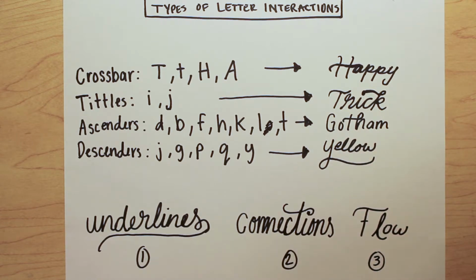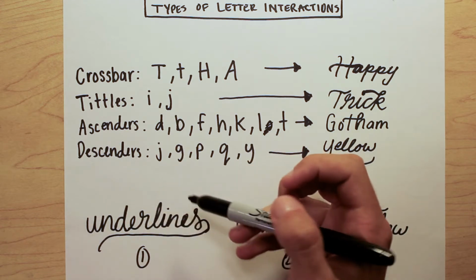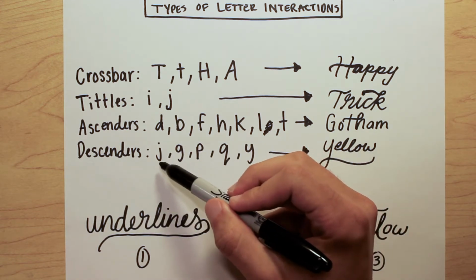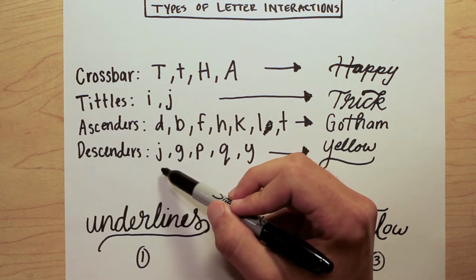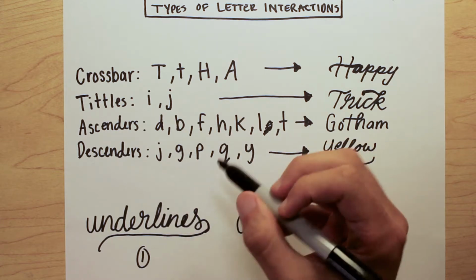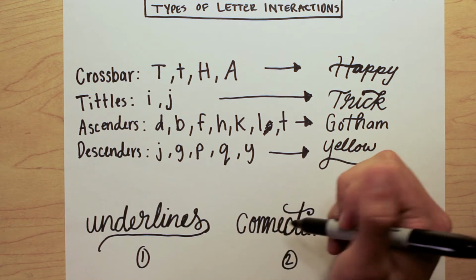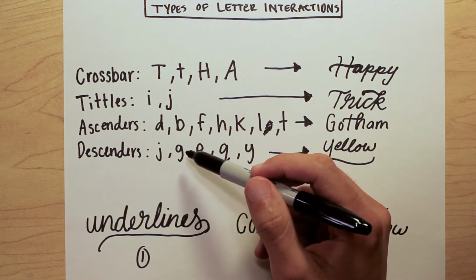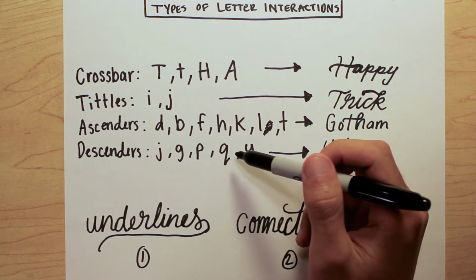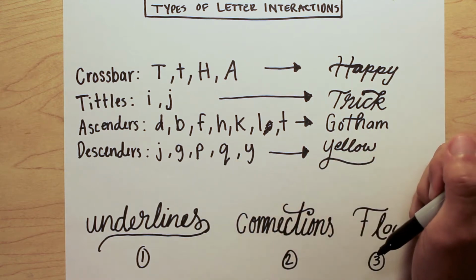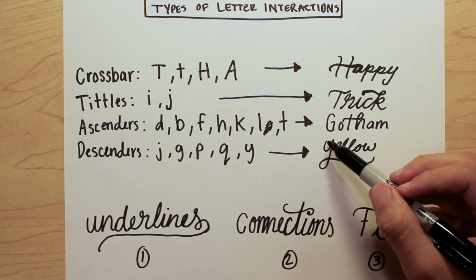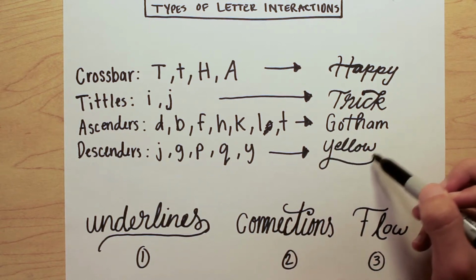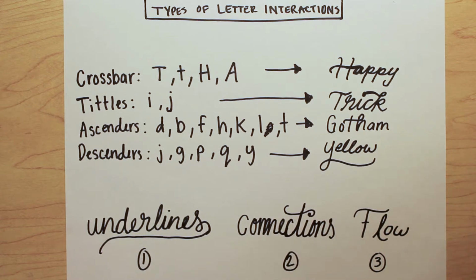And the last type of interaction would be with descenders, and this is the opposite of ascenders, which there's stems going downwards below the baseline of the lowercase letters. And this would be with the lowercase j, lowercase g, p, q, and y. And an example is the descender of the y looping around and creating an underline for the word yellow.